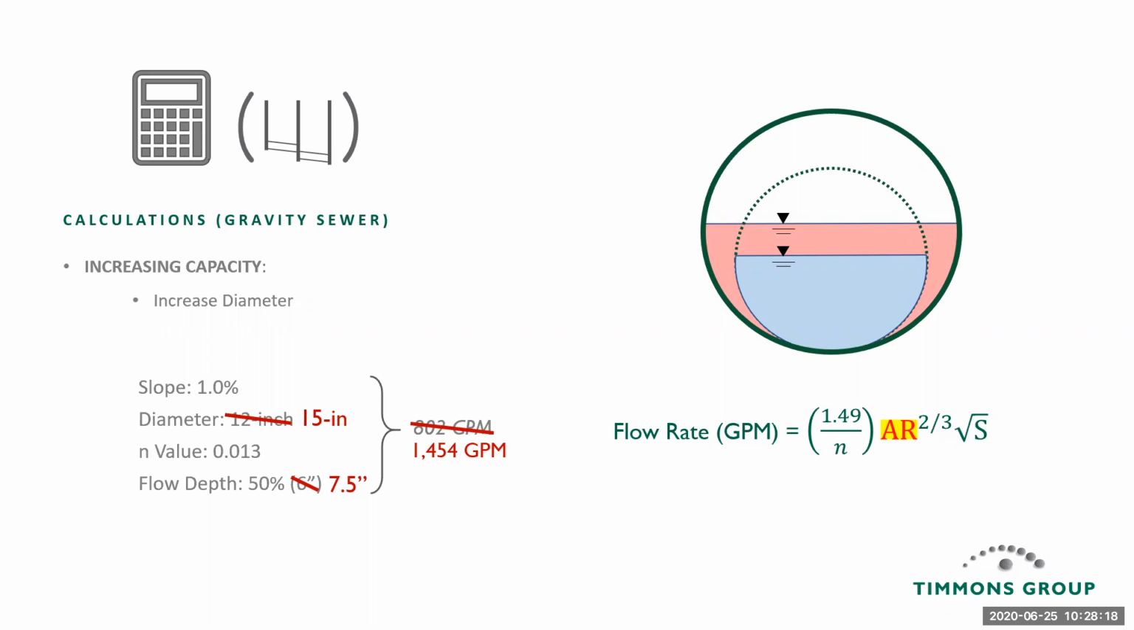So with gravity sewers, again, there's 2 main options. You can either increase diameter or you can increase the slope.